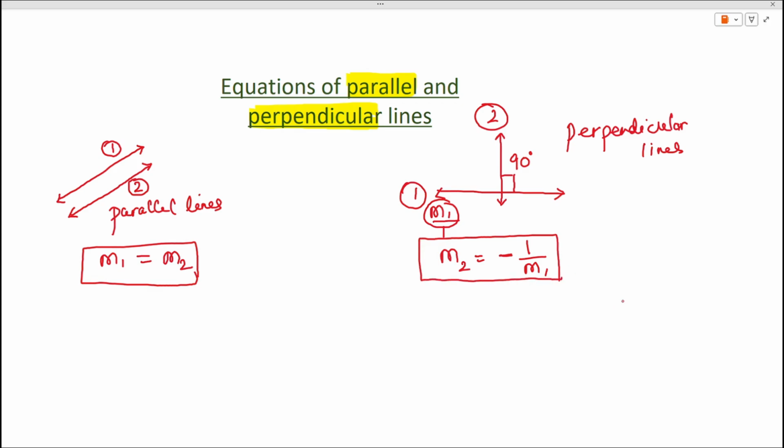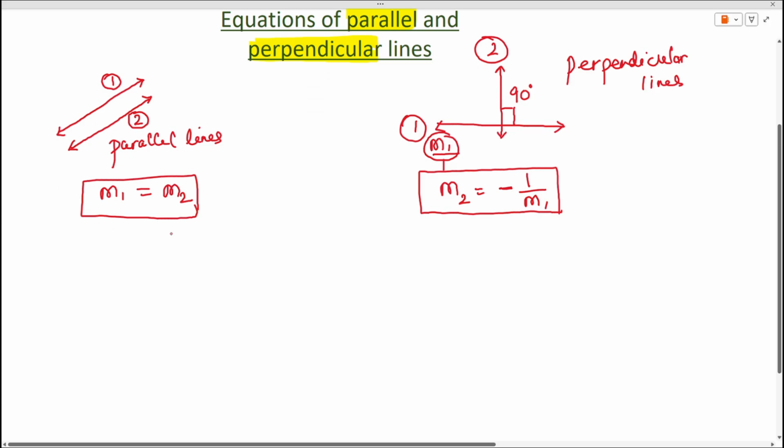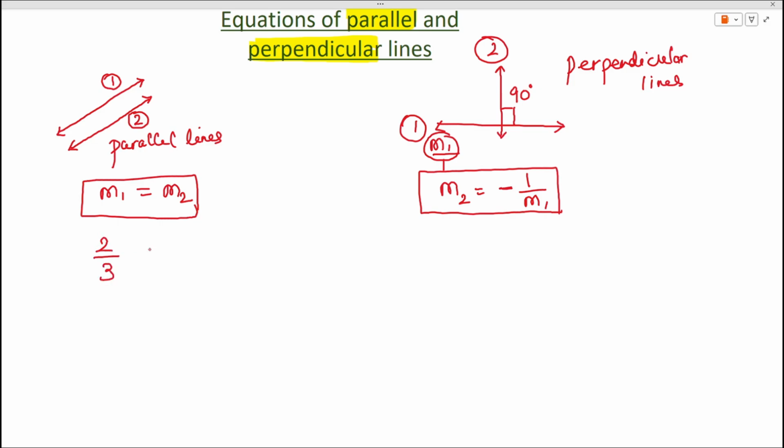Let us take an example to see how it goes in terms of numbers. If we have a line whose slope is 2 over 3, the parallel line also will have a slope of 2 over 3. But if we want to find the slope of a perpendicular line, then it will be negative 3 over 2. So negative and reciprocal at the same time. That's the concept which we have to apply to find the equations of parallel and perpendicular lines.